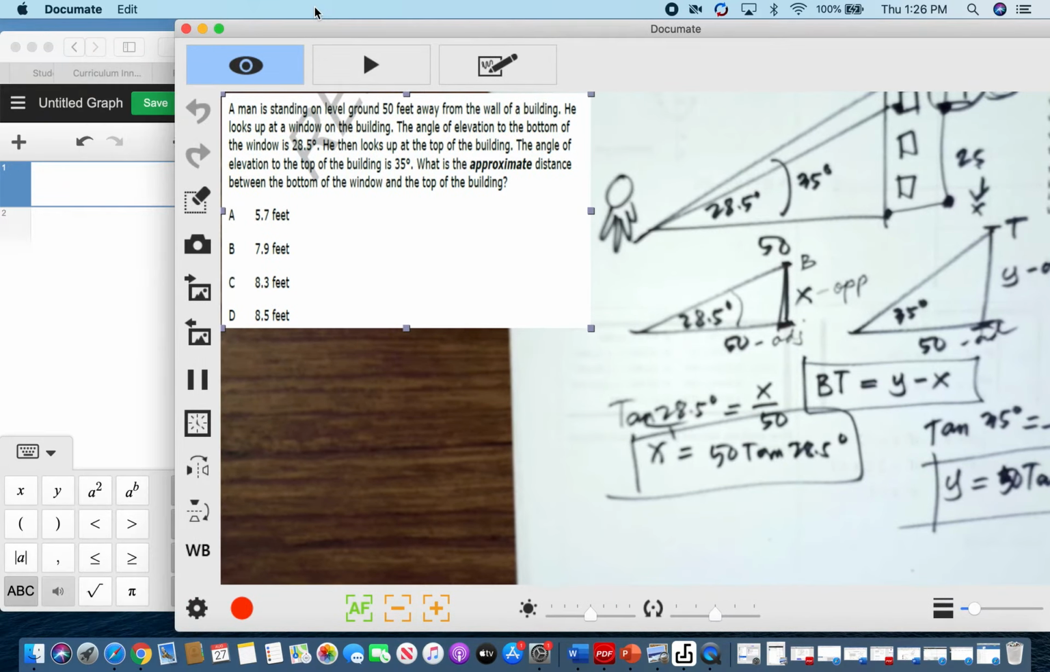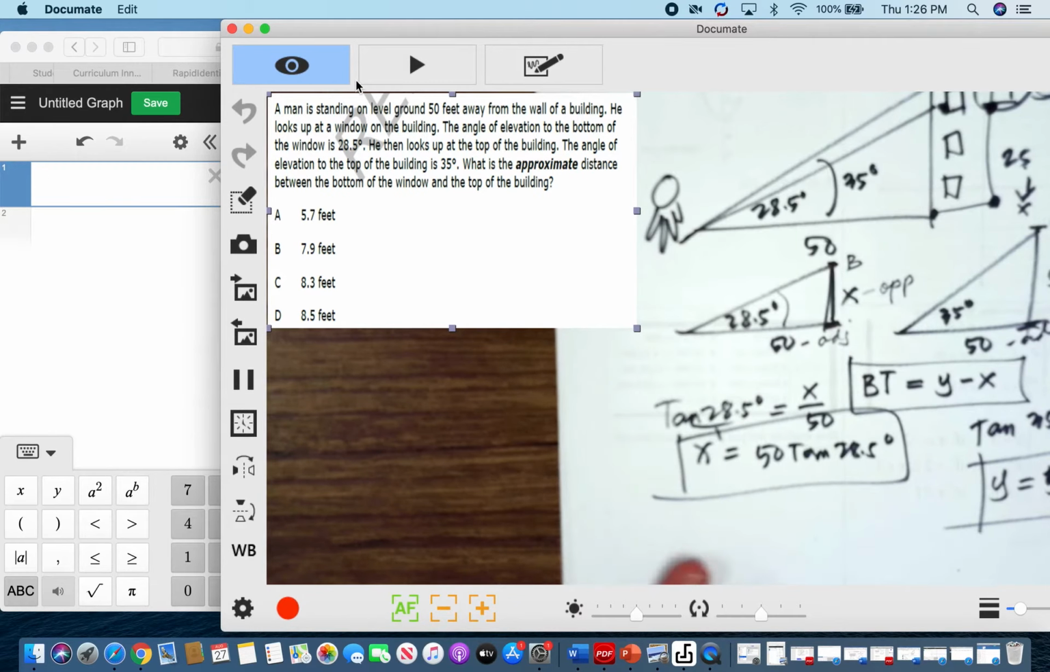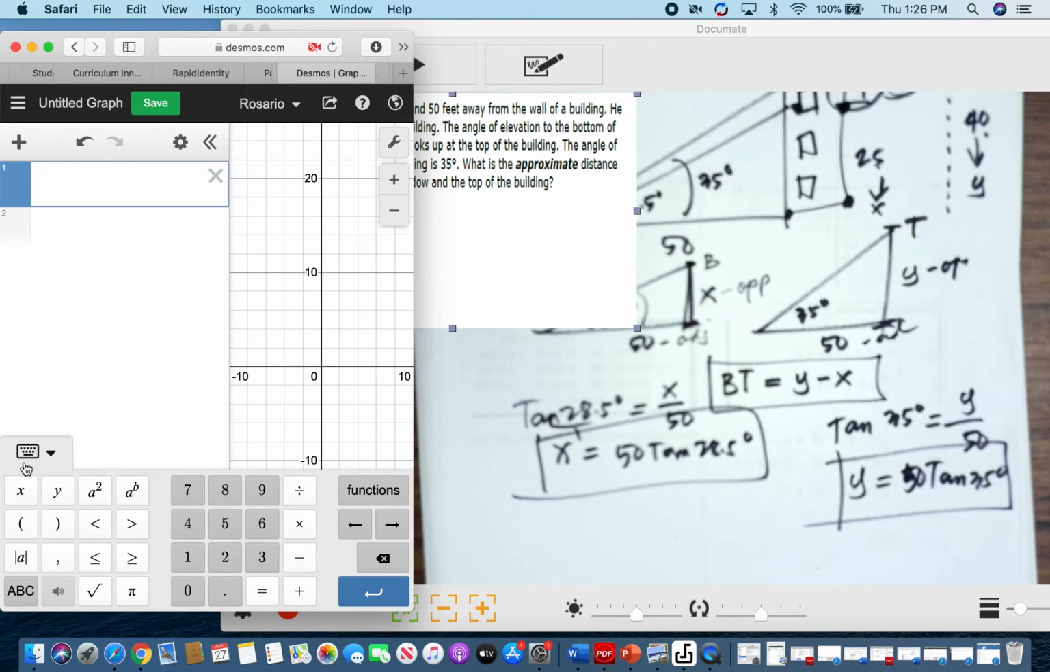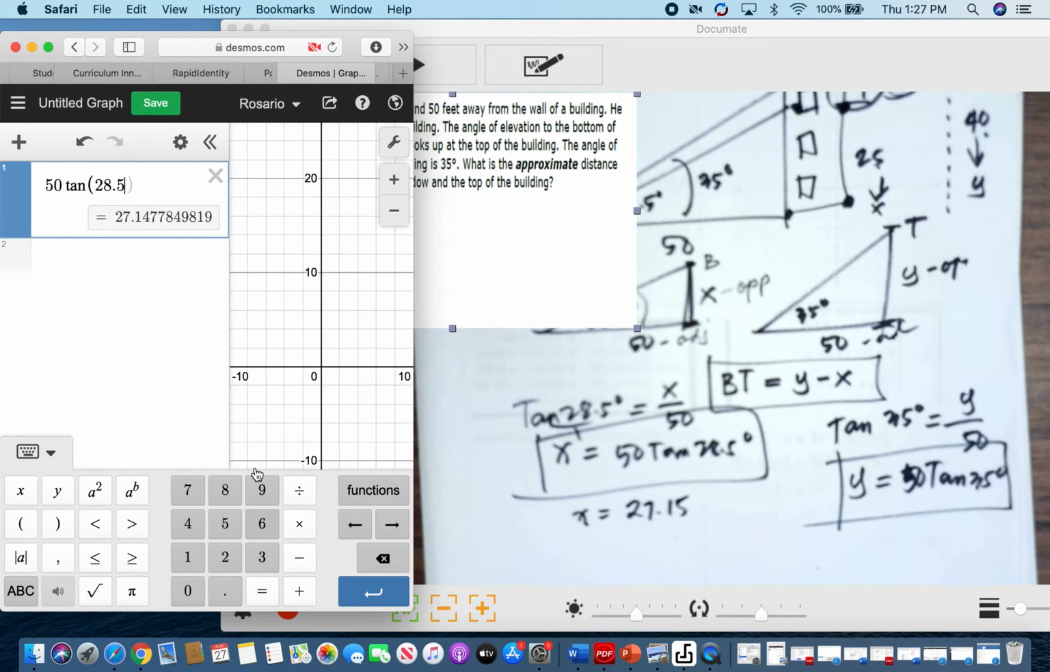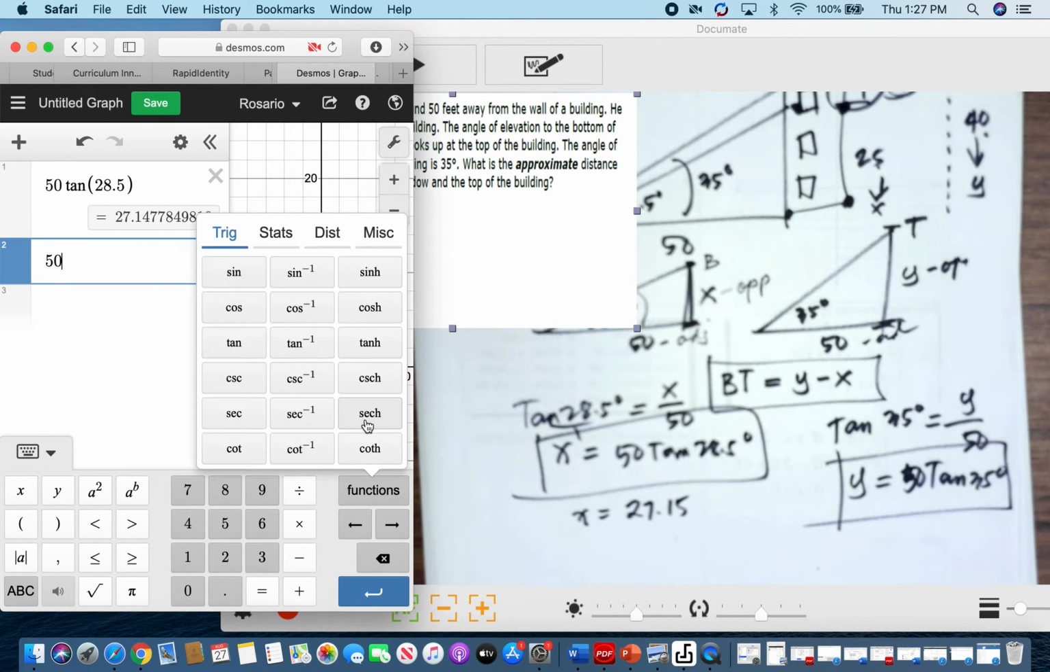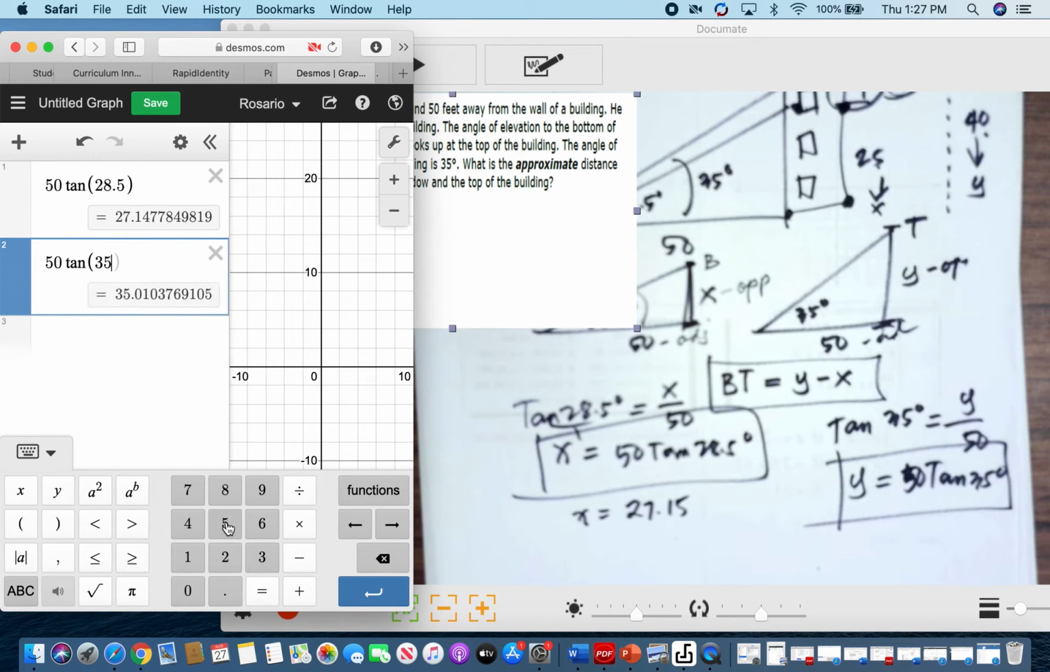So let's make use of our calculator. Okay, so you have the first measure, that's 50 tangent 28.5 degrees. And that's equivalent to 27.15. So your x value is 27.15, which represents the distance between the ground and the bottom of the window. Now we will go to the second measure, and that's 50 tangent 35, which gives us a value of 35.01. So y is 35.01.